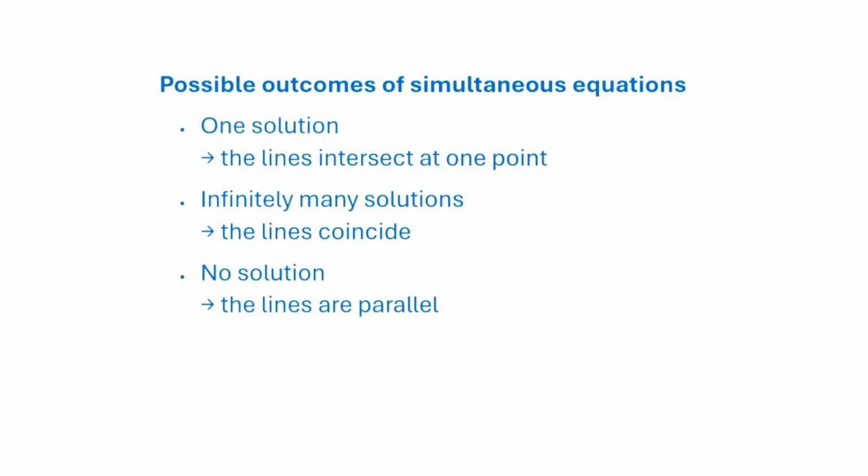Let's finish with a quick recap. When solving simultaneous linear equations, there are three possible outcomes. One solution: we find x equal to a number and y equal to a number. Graphically, the lines intersect. Infinitely many solutions: we get an identity, such as 0 is equal to 0 or another statement that is always true. Graphically, the lines are coincident. No solution: we get a false statement, such as 0 is equal to 1. Graphically, the lines are parallel.